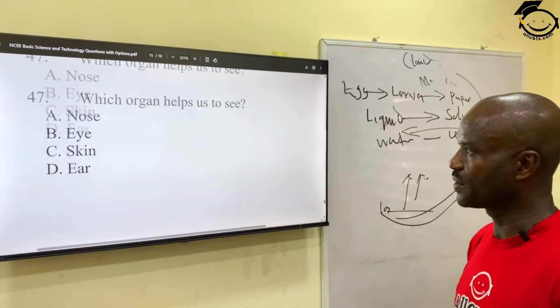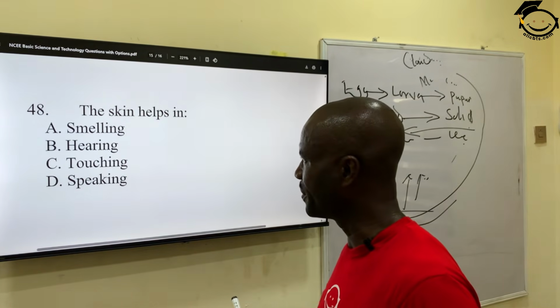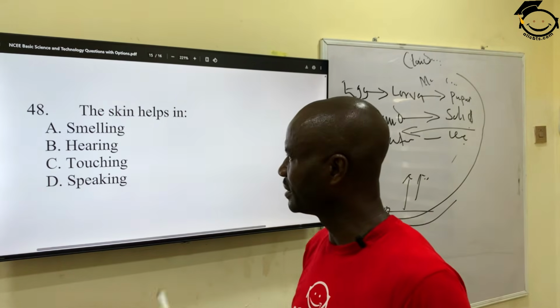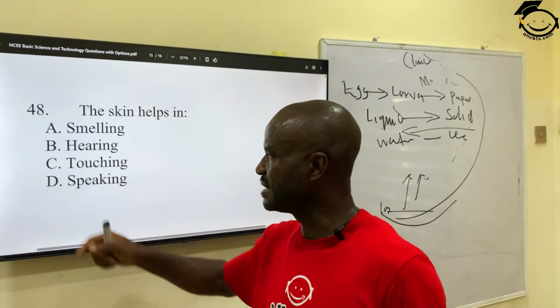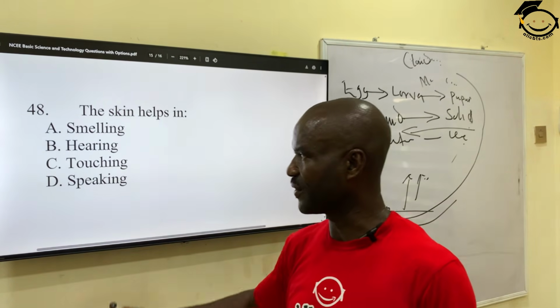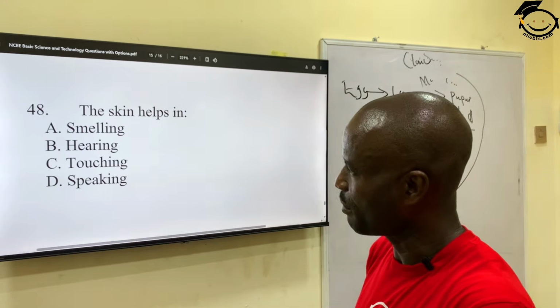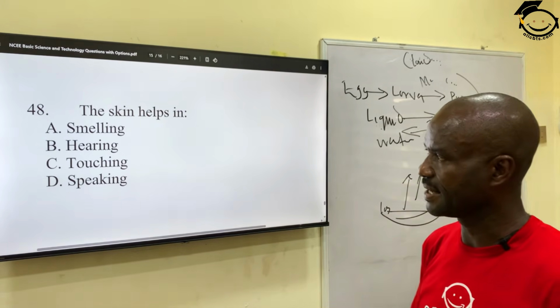Question 48. What does the skin do to the body? A, smelling. B, hearing. C, touching. Then D, speaking. Of course, the correct answer is touching, or we call it feeling. The skin helps us to feel by touching. The correct answer is C.